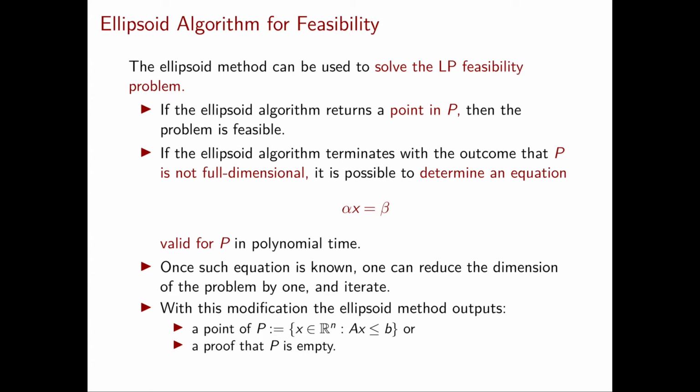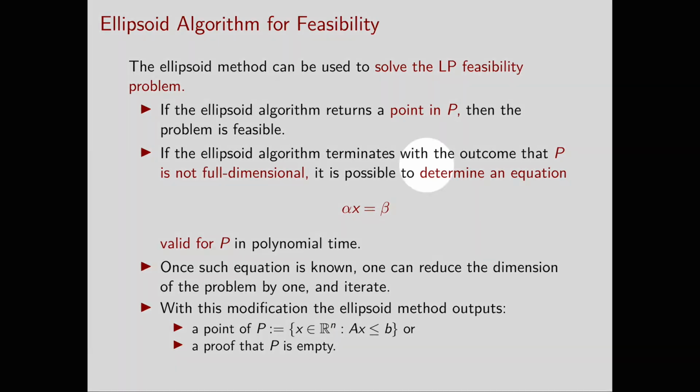And note that, by the way, if the input of the algorithm is a polytope that is not full dimensional, then the output could be either a point in such a polyhedron, even if it's not full dimensional, or it can tell you that it's not full dimensional. So now, how can we solve the feasibility problem by using this algorithm that we've just seen?